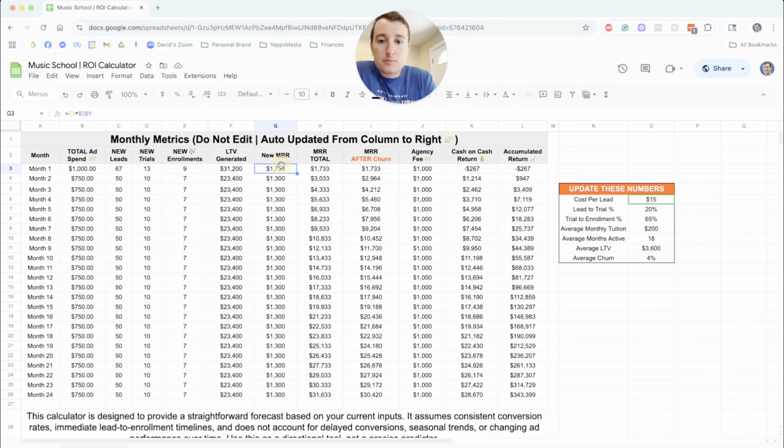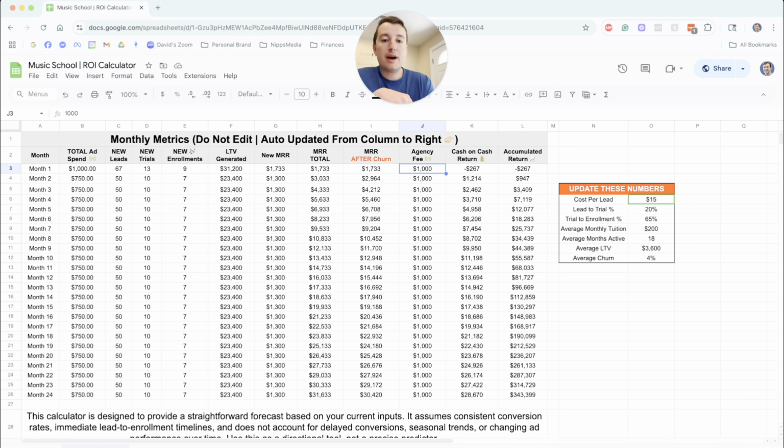Well, the new monthly recurring revenue is 9 new enrollments times $200 equals $1,733. Again, this is based off of decimal placements, which is why it's not a fully rounded number. $1,733 is what you've added in monthly recurring revenue for your school. So your monthly recurring total, month 1, $1,733. And also, since we're in month 1, we haven't lost any students yet. So we spent $1,000, we made $1,733.